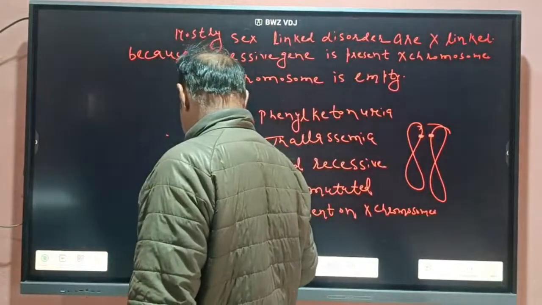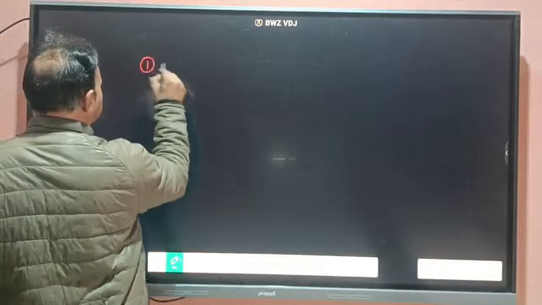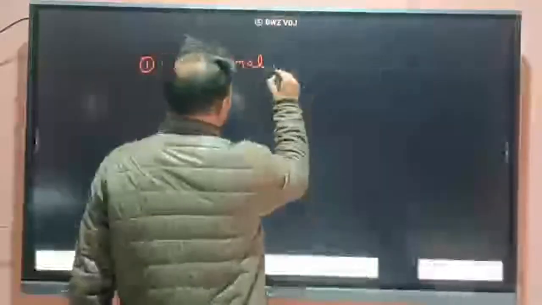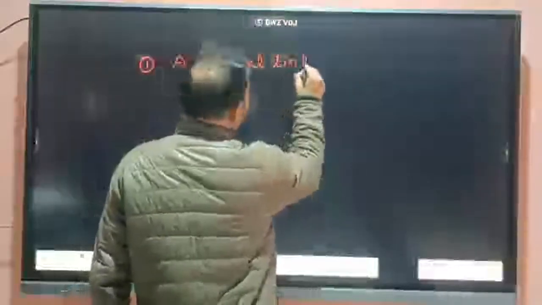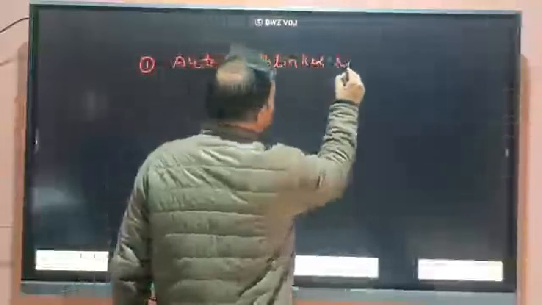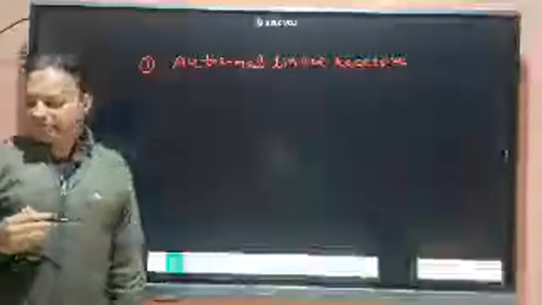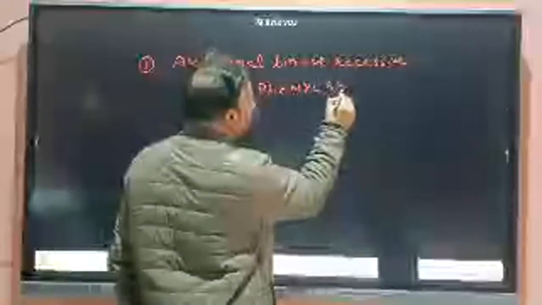Firstly, I am discussing the autosomal linked recessive. First of all, the example is phenylketonuria. The first disease is phenylketonuria.